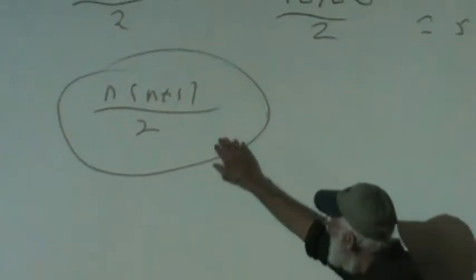So here's the non-abstract way of getting at this. And it goes back to Gauss's formula. Suppose you have this formula. This is the partial sums of all of that sequence.